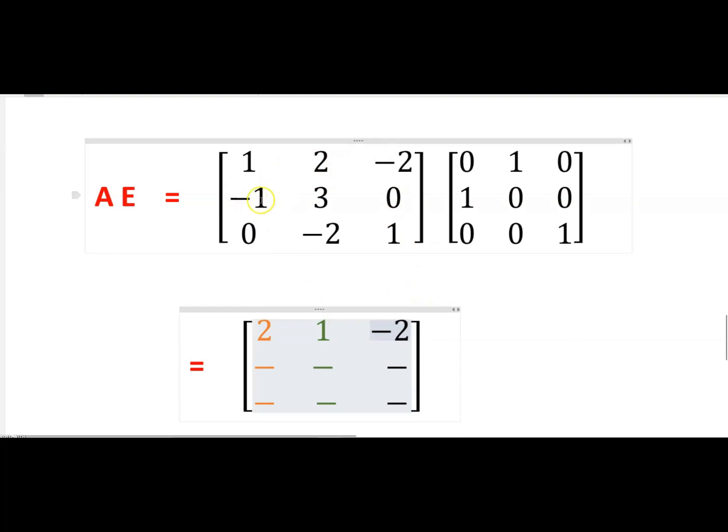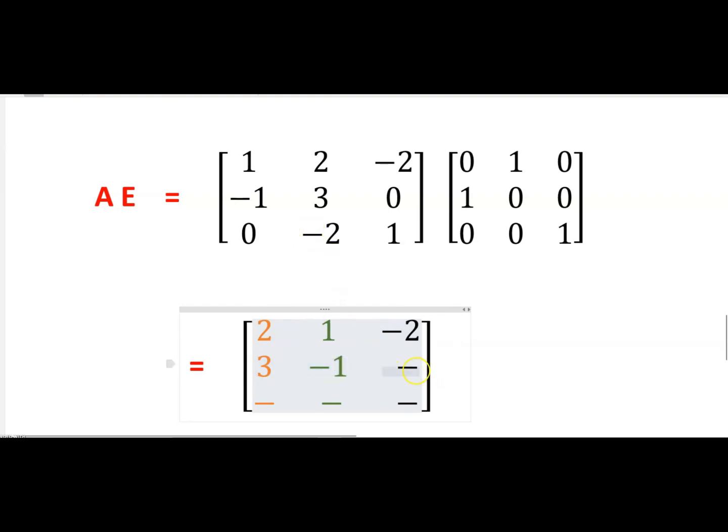Now let's move to the second row with all the columns. So it will be 3, and after that -1, now 0. Now after that, this is the third row with all the columns, so it will be -2 and then 0 and then 1.